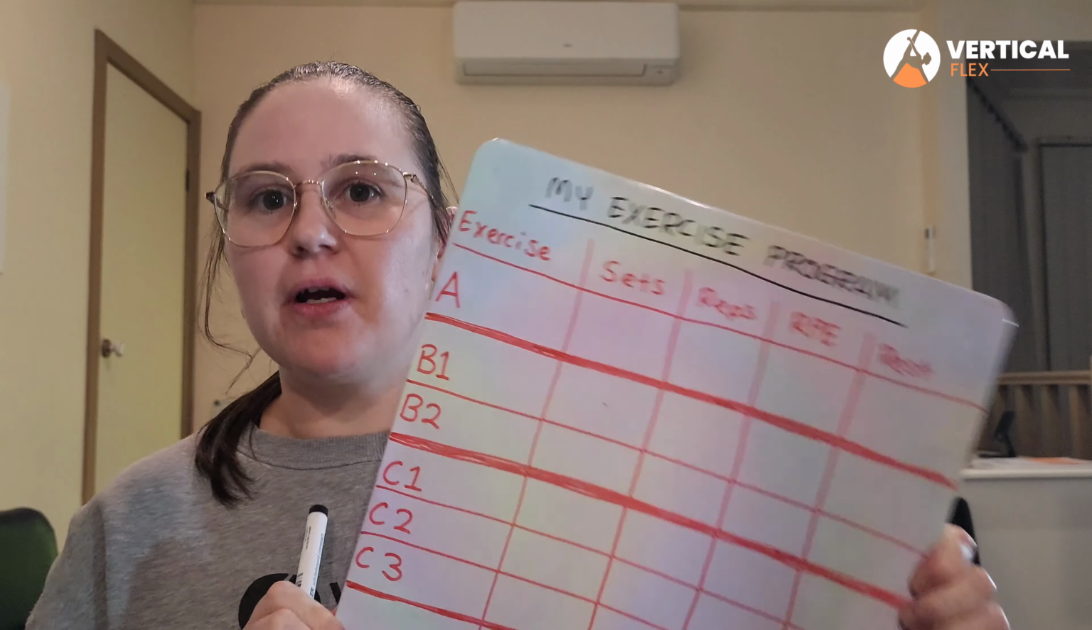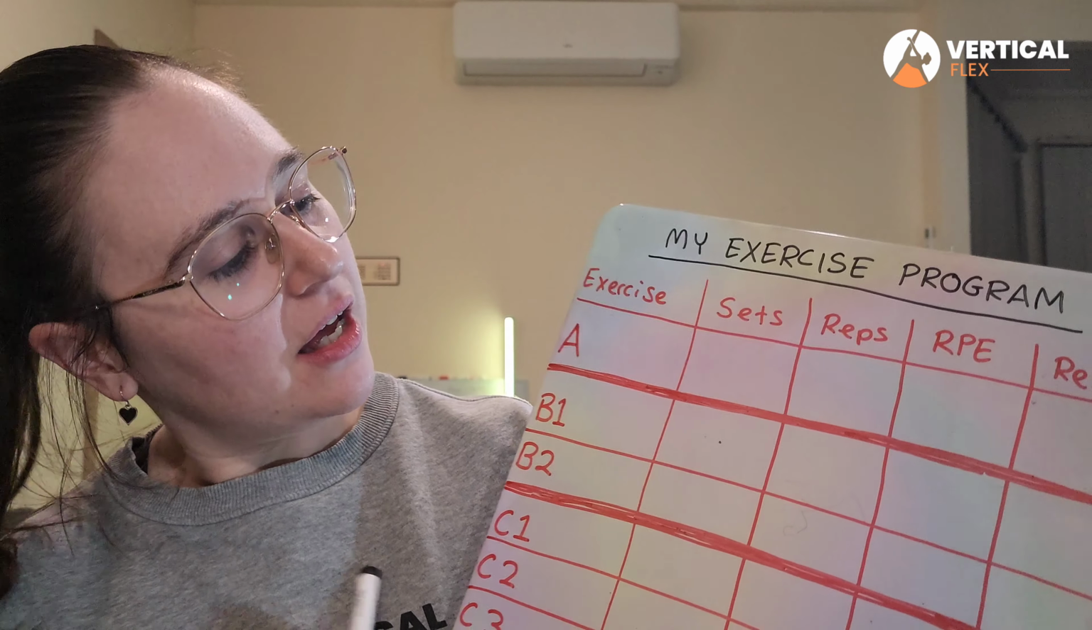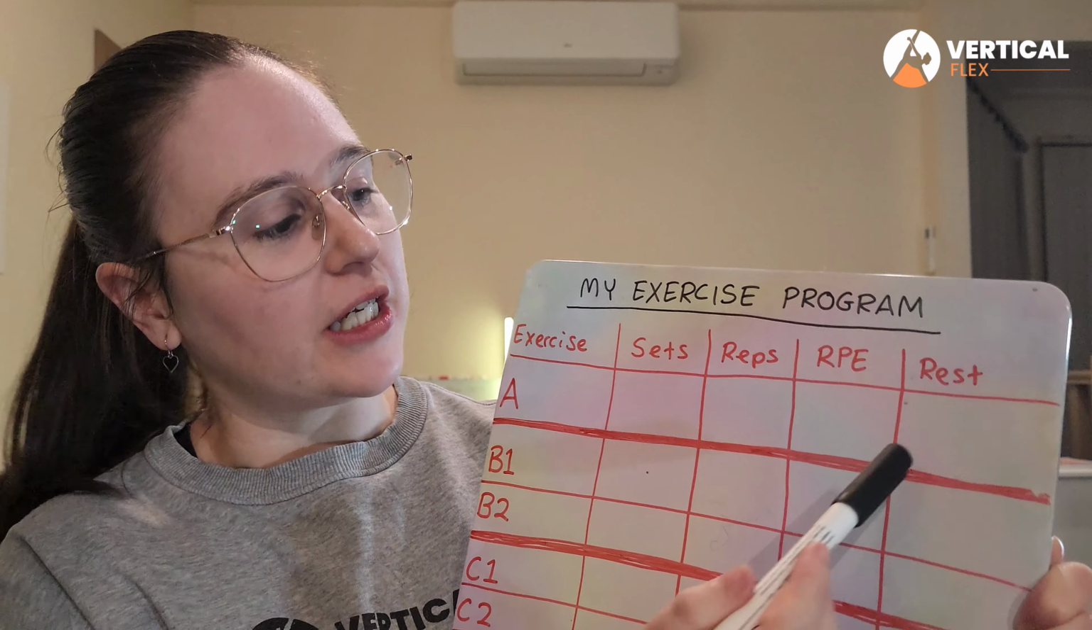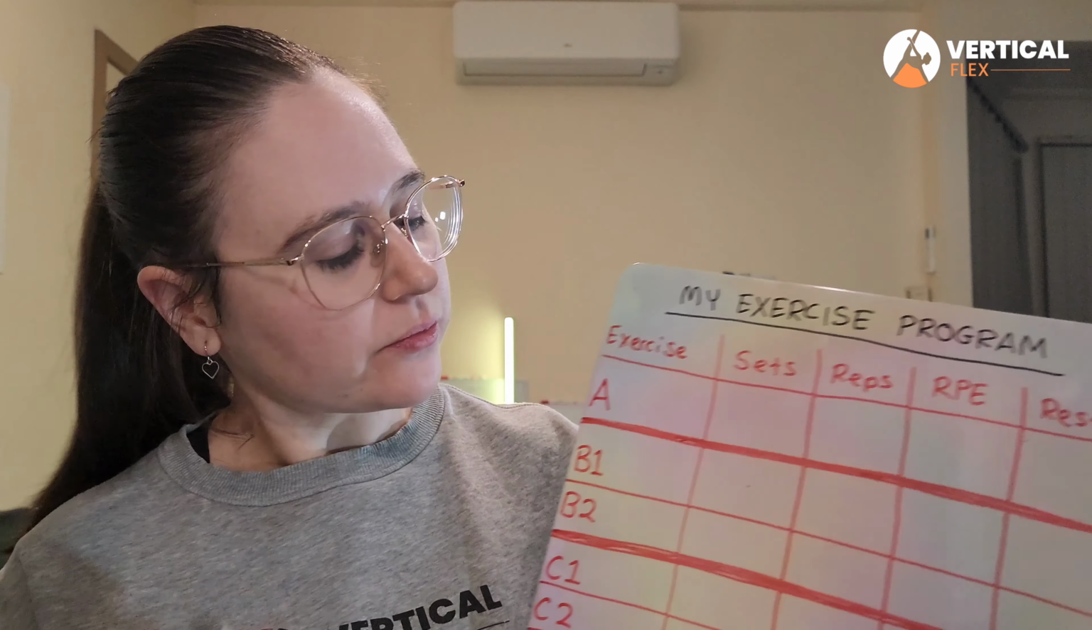And in this video, I'm going to explain to you what those little numbers and letters are next to the exercises in your exercise program. So I have drawn up an example. Your exercise program will probably look something like this. It will have the exercise, sets, reps, your RPE, so how hard you're working, and the rest time.